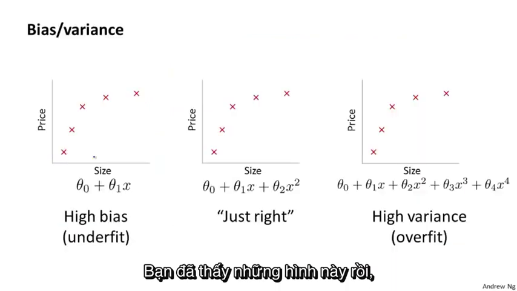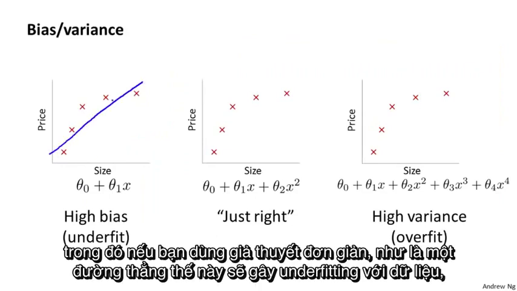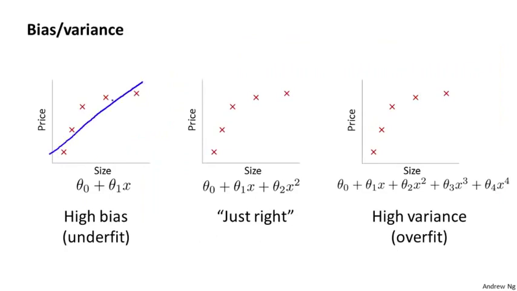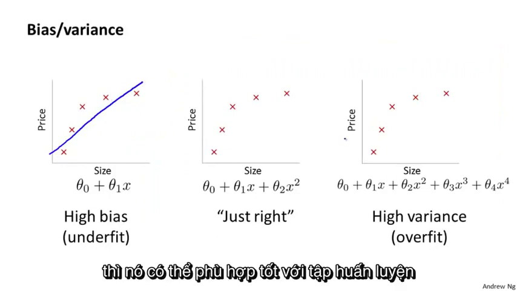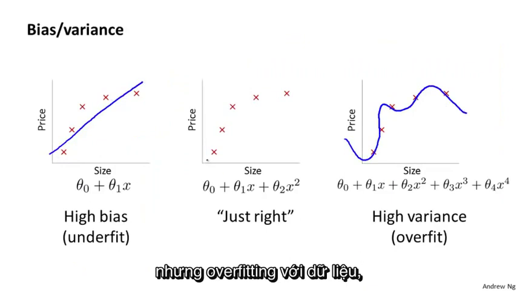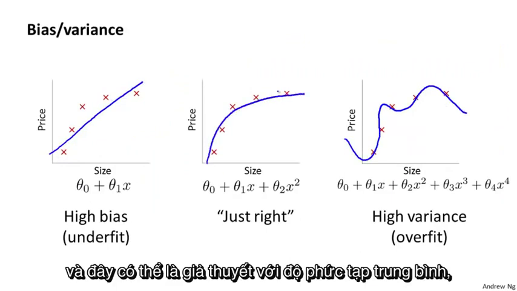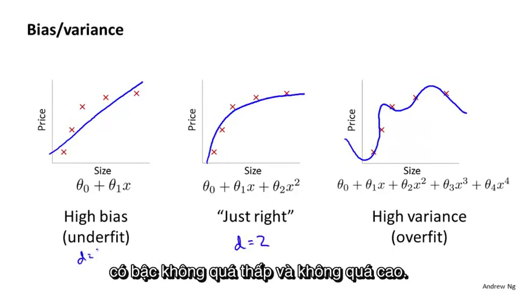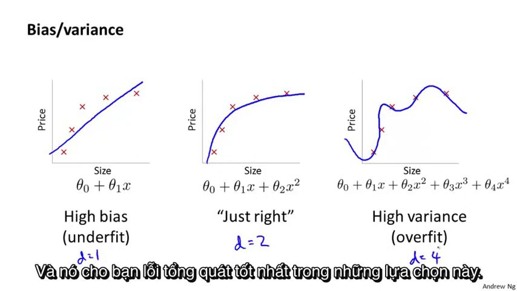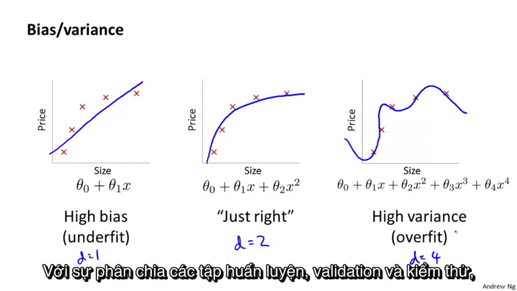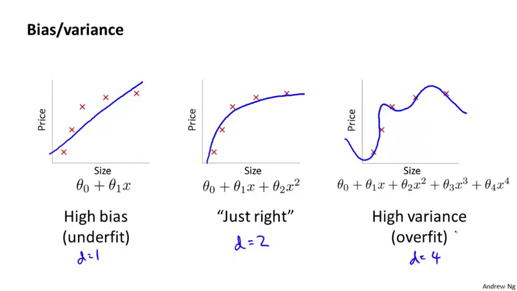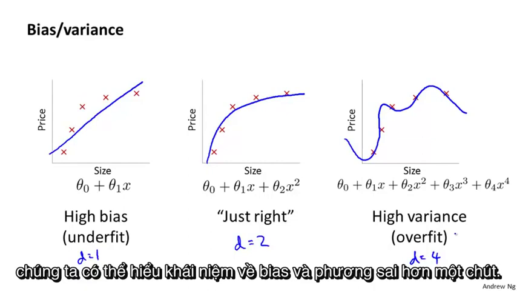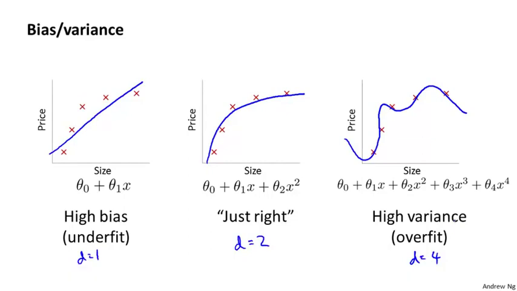So you've already seen this figure a few times, where if you fit too simple a hypothesis, like a straight line, that underfits the data. If you fit a too complex hypothesis, then that might fit the training set perfectly, but overfit the data. And maybe a hypothesis of some intermediate level of complexity, so maybe a degree 2 polynomial, not too low and not too high degree, that's just right and gives you the best generalization error out of these options. Now that we're armed with the notion of training and validation in test sets, we can understand the concepts of bias and variance a little bit better.